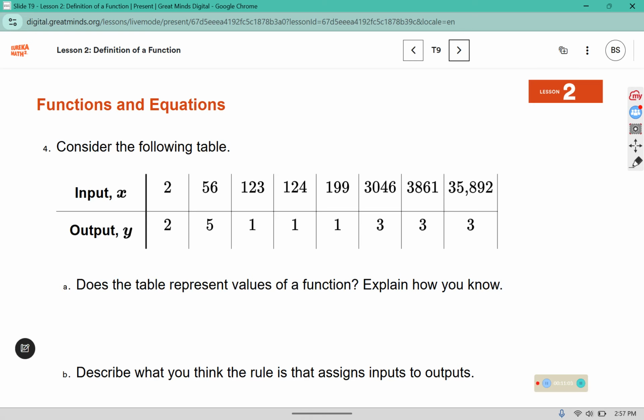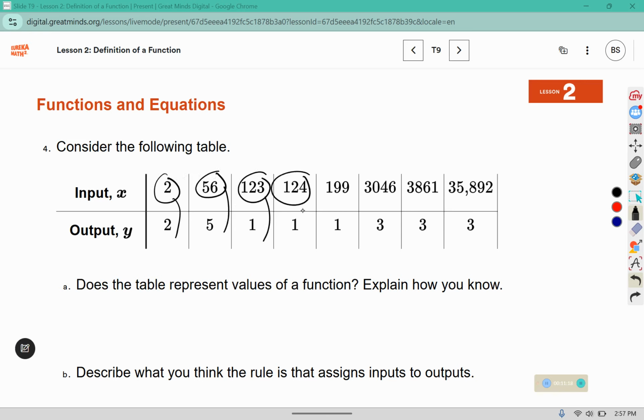Consider the following table. Does the table of values represent a function? Explain how you know. Each input has its own output. It's okay for it to be in the same location at different times, but it is not okay for it to be in two places at once.